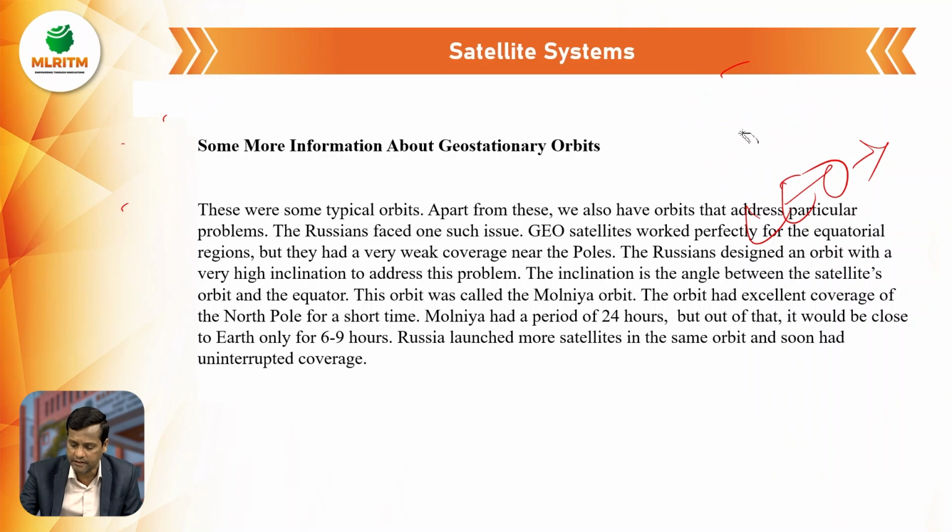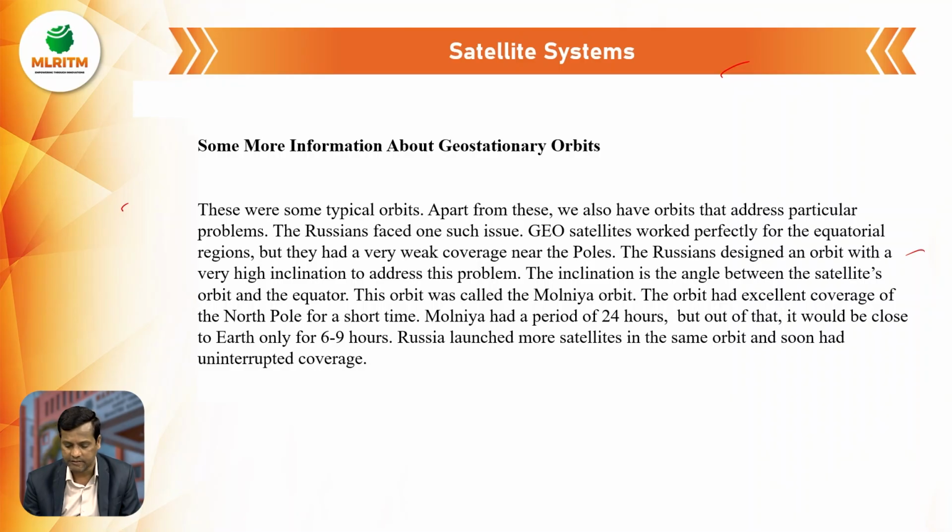So coming to the geostationary Earth orbit, these were some typical orbits. Apart from these, we also have orbits that address particular problems. The Russians faced one such issue: geosatellites worked perfectly for the equatorial regions, but they had very weak coverage near the poles. The Russians designed an orbit with a very high inclination to address this problem. The inclination is the angle between the satellite orbit and the equator. This orbit was called the Molniya orbit.